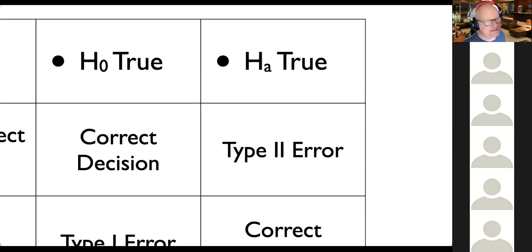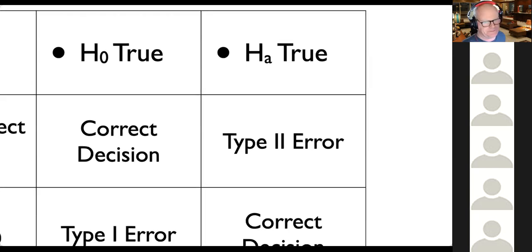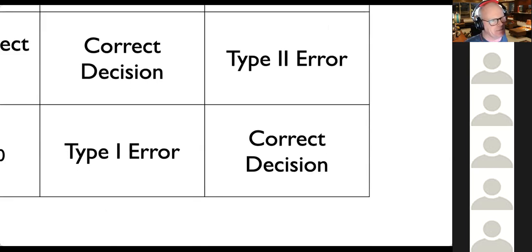And when you do that, you make a correct decision again because you have made the decision. Sorry, you made the decision to reject the null hypothesis, and HA is actually true.